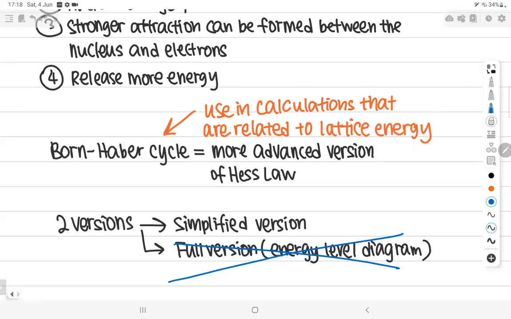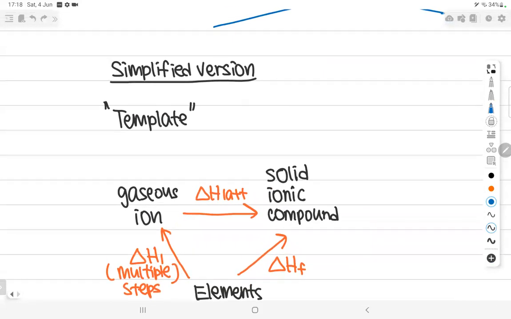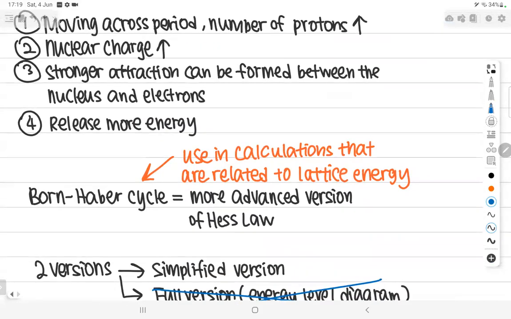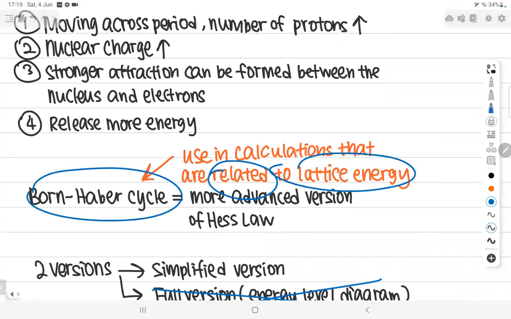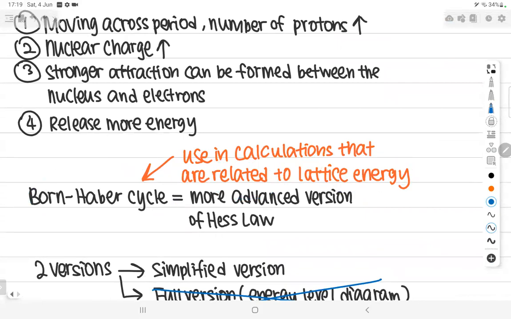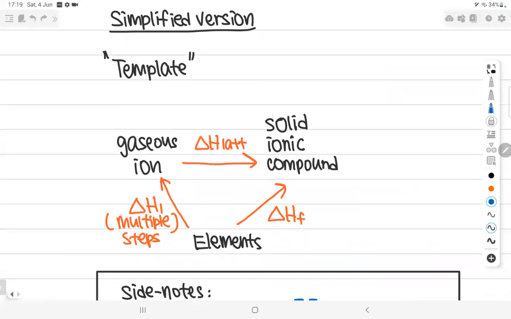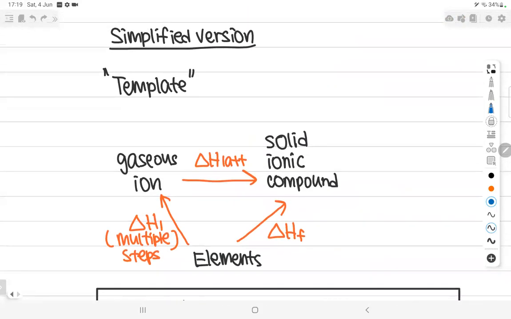It's either when the question asks you to find lattice energy or the question gives you the lattice energy, you can use the Born-Haber cycle, okay? Whenever the question is related to lattice energy, you can go to use the Born-Haber cycle already. So let me show you this.